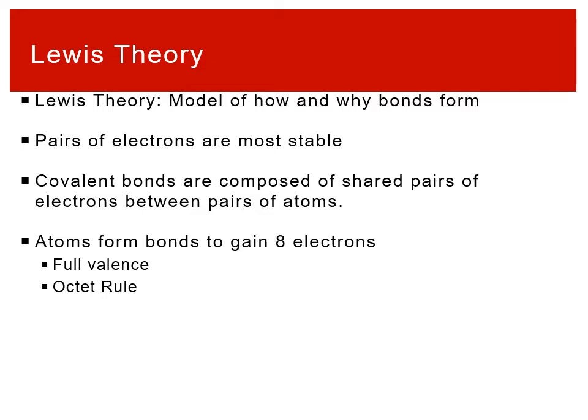So with that idea, when we make covalent bonds, they're going to be composed of shared pairs of electrons between pairs of atoms. So two atoms are going to come together, and they're going to share a pair of electrons. Share electrons one pair at a time. And so this sharing is going to facilitate forming these bonds to share pairs. And the bonds are going to form such that atoms overall will gain 8 electrons in their valence, right?